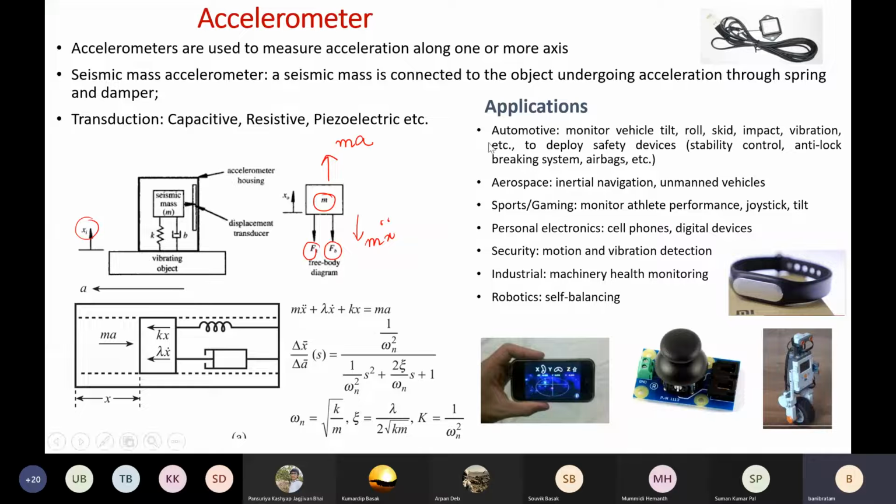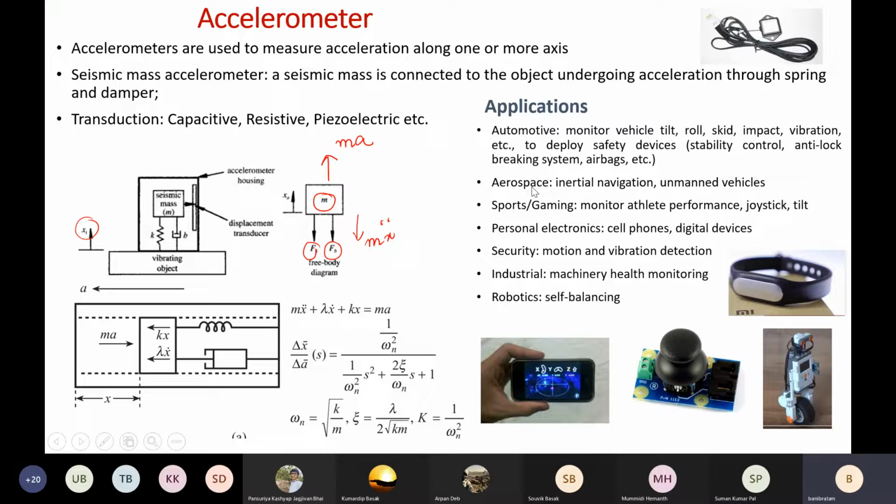Okay. Now coming to the applications. The accelerometer finds enormous applications. Already we have seen the application of the accelerometer in the airbag system, in electronic stability control, and so on. Those essentially come under automotive, which includes monitoring vehicle tilt, roll, skidding, impact, vibration, along with stability control, airbag, anti-lock braking system, and so on.